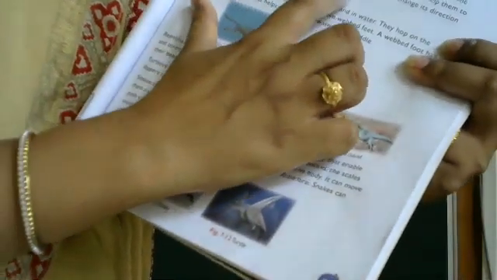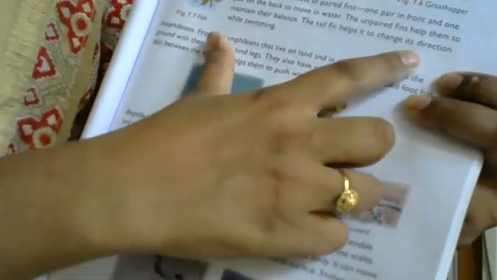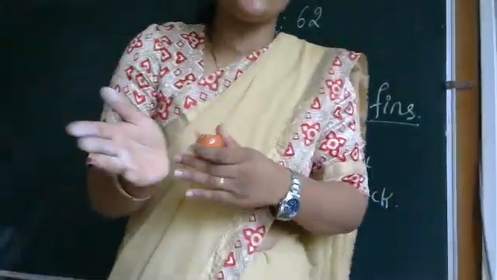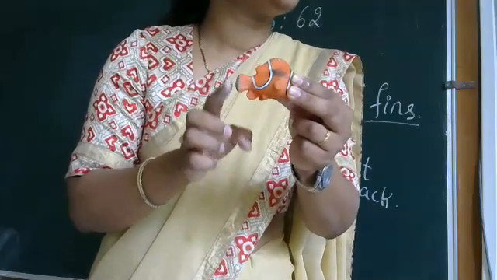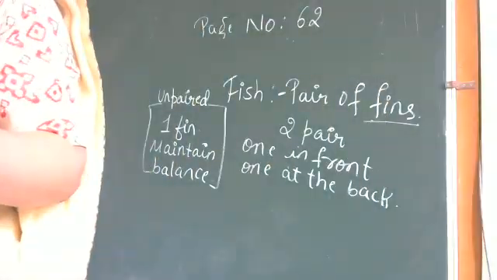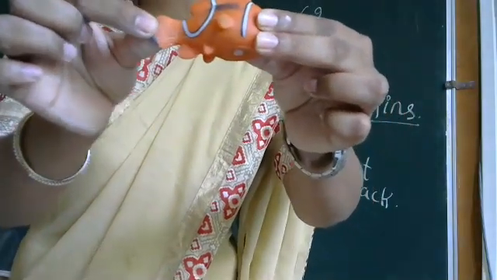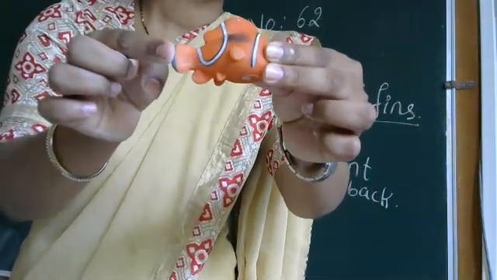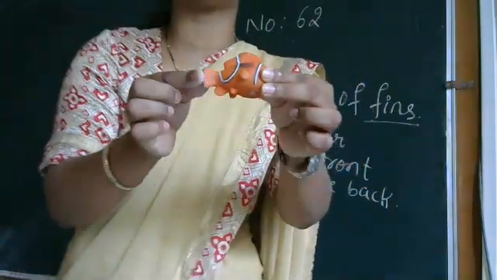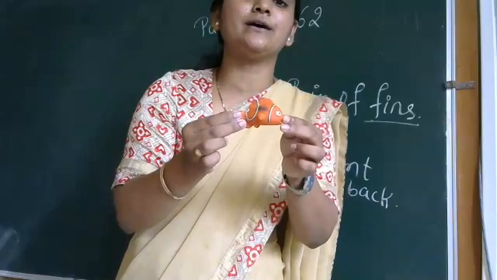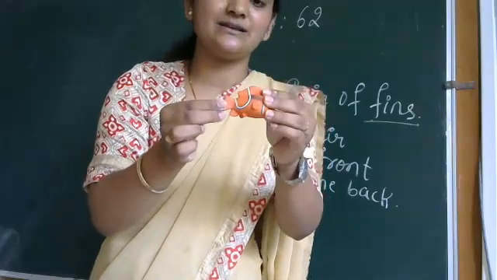Yes, ma'am. Please underline the unpaired fin. It helps to maintain their balance. The tail fin helps to change its direction while swimming. If it wants to go to the right or to the left, which fin is responsible? The tail fin is responsible. Yes, underline, children. See, this is the tail fin. This tail fin is responsible for changing the direction of the fish in the water. If it wants to change its direction, it will flatten this tail fin and change its direction. Is it clear?